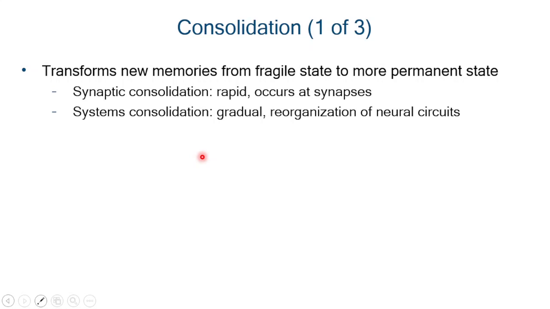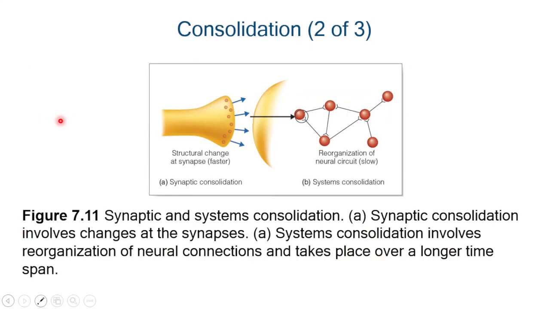So, when we talk about consolidation, this is higher na in the sense that new memories are transformed from the fragile state. Fragile state meaning pwedeng nasa working memory pa lang sila or nasa short-term memory. But when we consolidate it, we try to make them more into a permanent state. And then we have two types of consolidation. The first one is synaptic consolidation, and the second one is systems consolidation. Okay. Now, this shows us the two types of consolidation, giving us a visual presentation of how it happens.